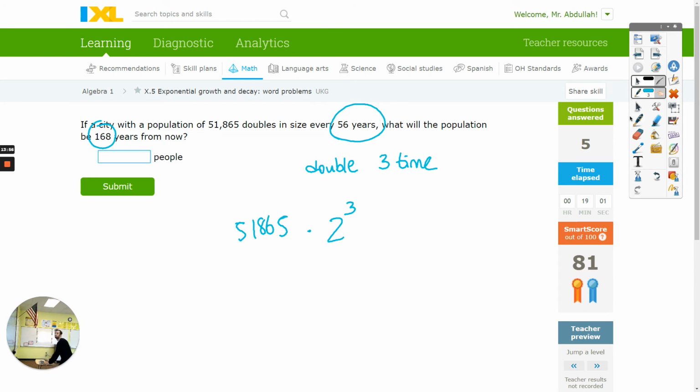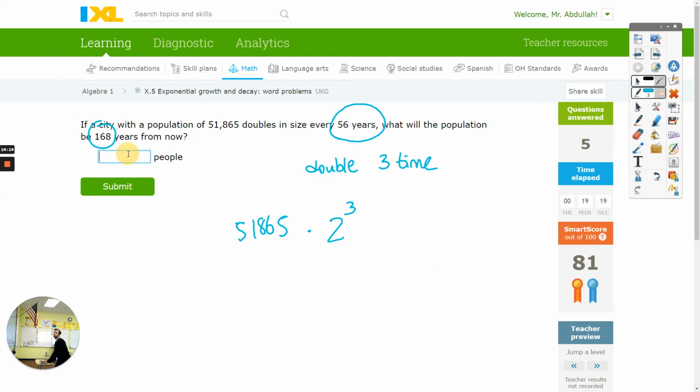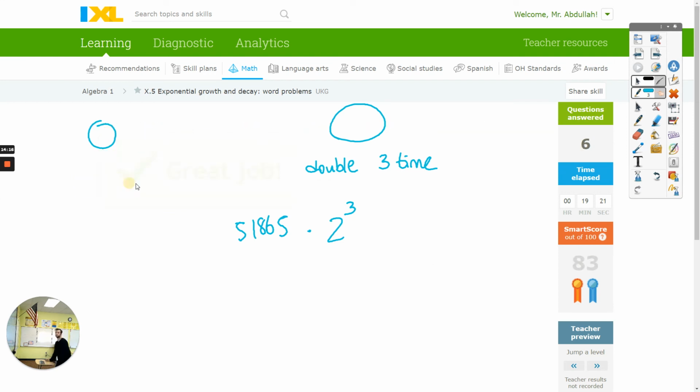So 51,865 times 2 cubed equals 8, so I'll just put 8 in here and then copy that number, paste it over here.